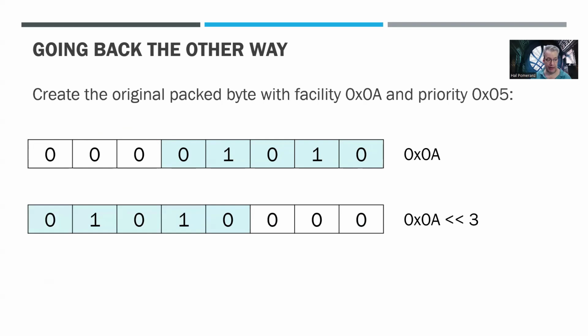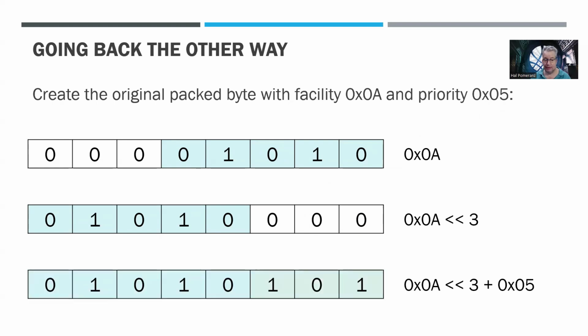gets you this byte, right? So those 5 bits have moved up, leaving behind a bunch of zeros where they used to be. Okay, shift left 3. Now we need to put in priority 5 in the lower 3 bits. Don't overthink this. We just add 5 to the byte, right? And that gets you the final packed byte. So the way you do this is you take the facility value, you shift it left 3, and then you just add the priority value, and you're done.